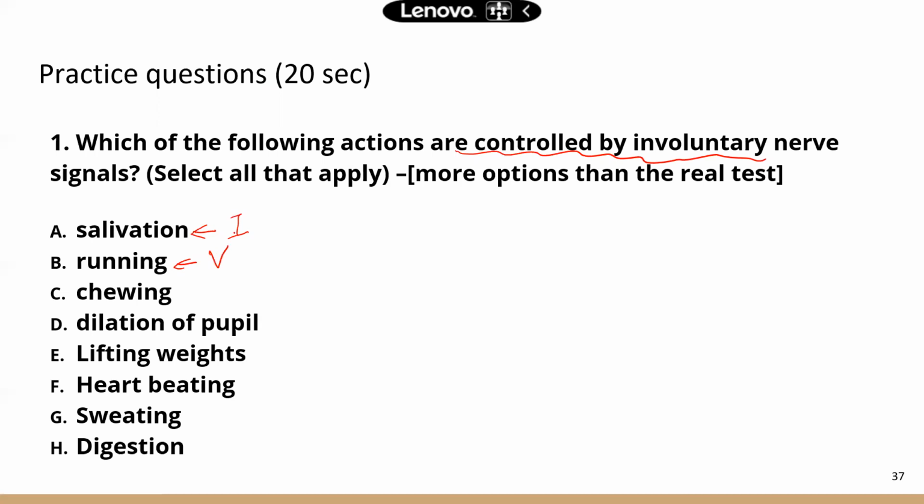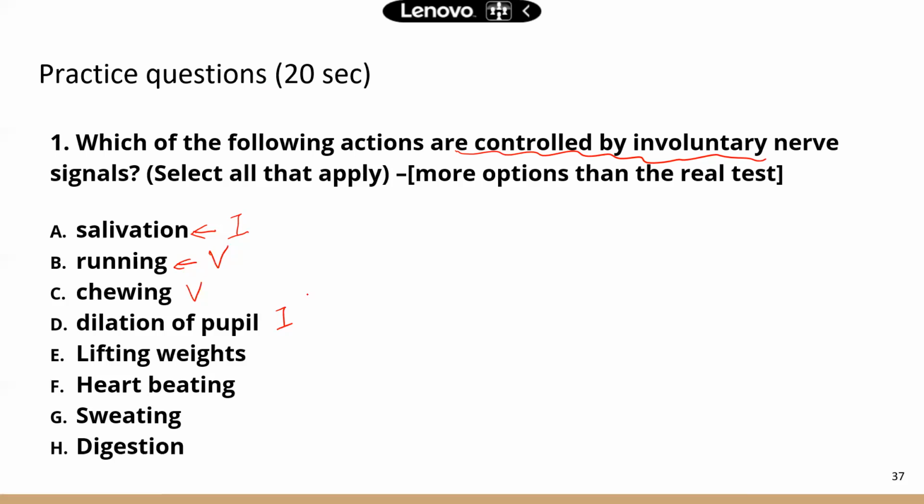Chewing, when you eat food, you want to chew, right? Your body cannot automatically make you chew. So this is voluntary, because you can control those chewing muscles, which are skeletal muscles. Dilation of pupil, this is under involuntary control, right? It happens automatically.